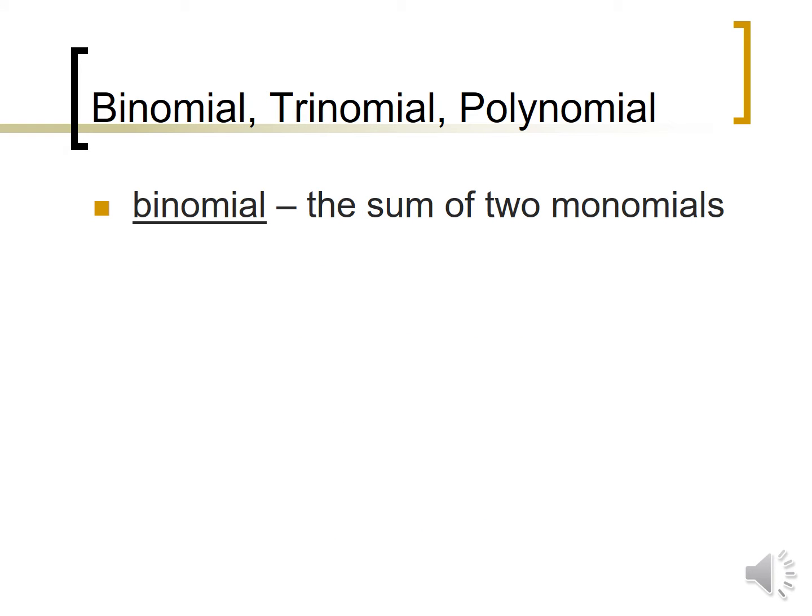Now, we need to look at what to call monomials when we put them together. First, a binomial is the sum of 2 monomials. Mono means one, bi means two. A binomial is just the sum of two monomials. For example, x cubed plus 4x is a binomial. It's the sum of two monomials.